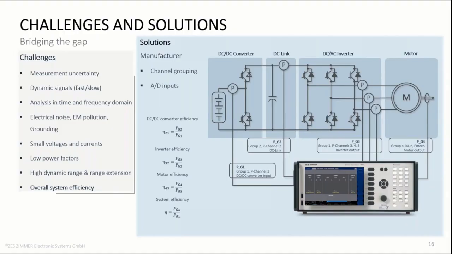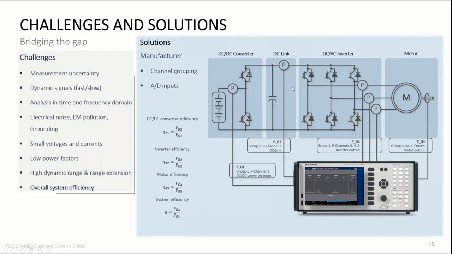Finally, the ultimate goal and challenge is to measure losses and efficiency, even in complex systems, such as this example with this two-level three-phase traction inverter. There are different states on these systems whose efficiency we want to measure. We want the losses on the DC converter, the inverter losses, we want the losses on the motor, and finally we want the total system losses.